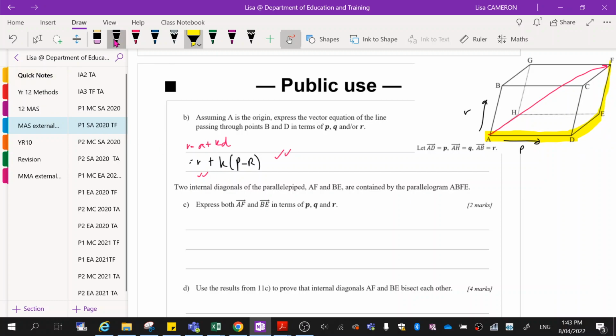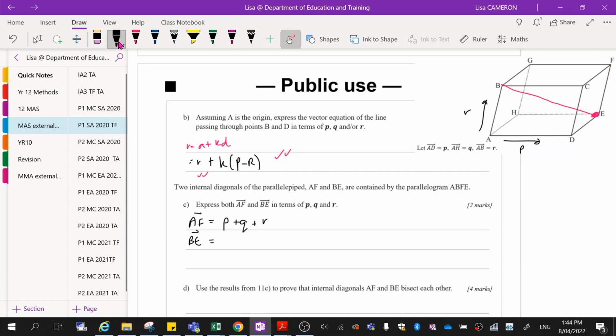So our vector that's going to join A to F is going to be equal to P, so this is A to D, and then D to E is going to be the same as A to H, which is Q, so plus Q, plus, and E to F, same direction as A to B, so that's R. Okay, so that one, pretty easy. Now let's look at the one that joins B and E. So B to E.